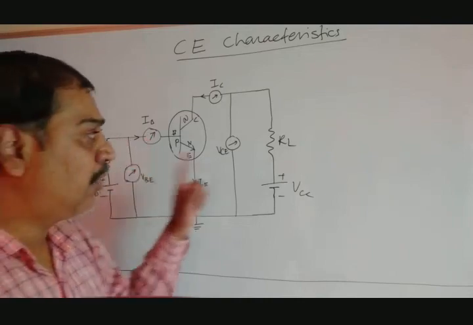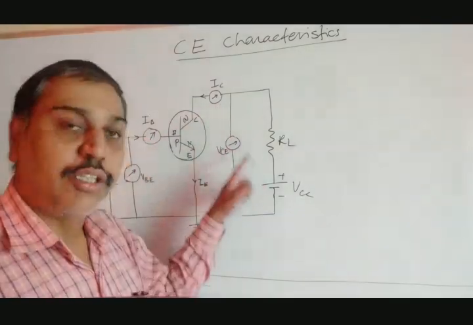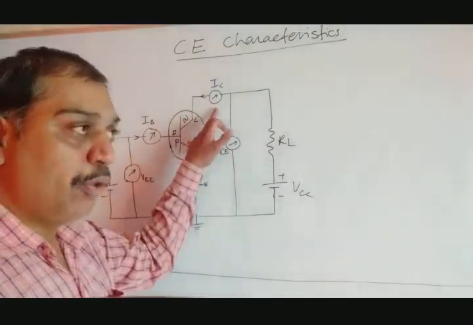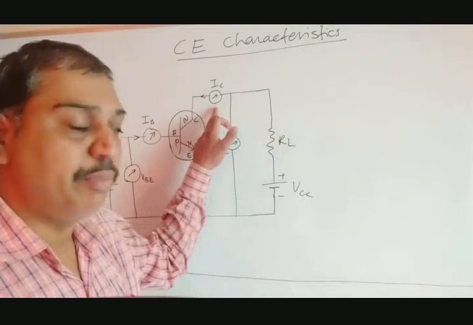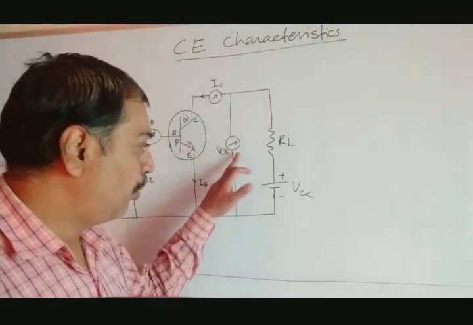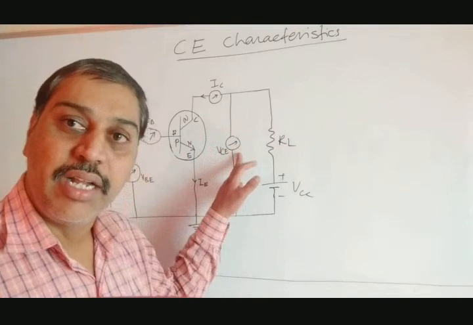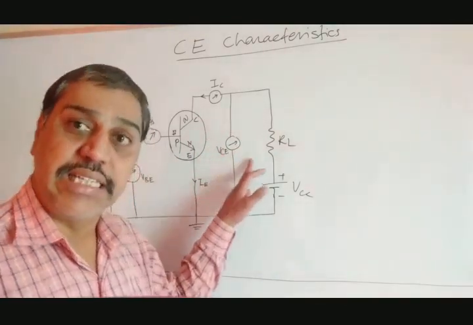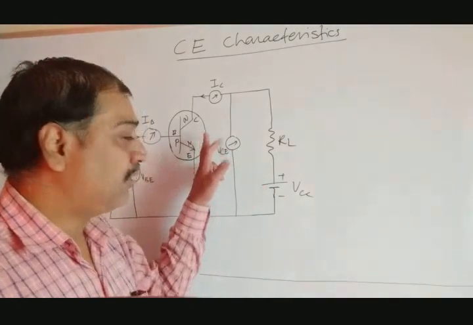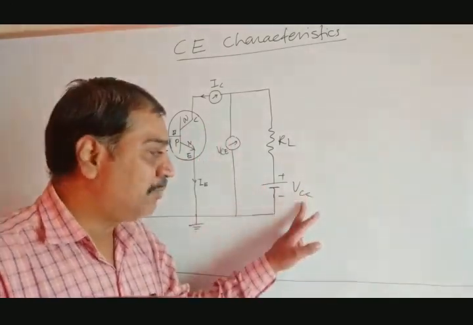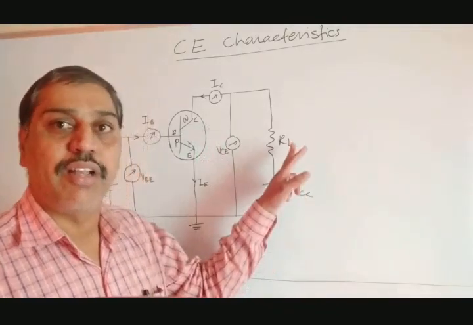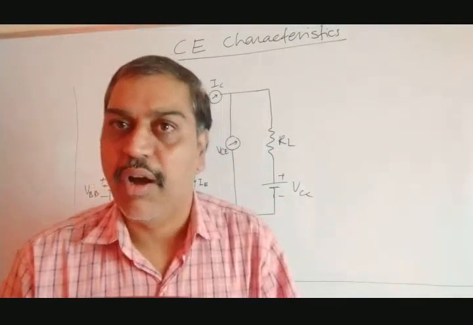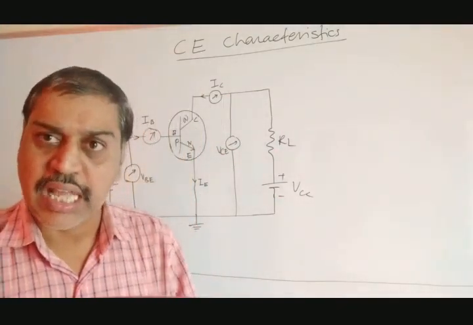At the same time, two meters are shown at the output also. Why are they shown at the output? Because we want to measure the output current IC, the collector current, measured by this milliammeter. Then the output voltage, the voltage between collector and emitter, VCE, is measured by this voltmeter. The output junction is reverse biased by the battery VCC, and the load resistance is connected in series with the collector. So this is the basic construction of the transistor in CE mode.